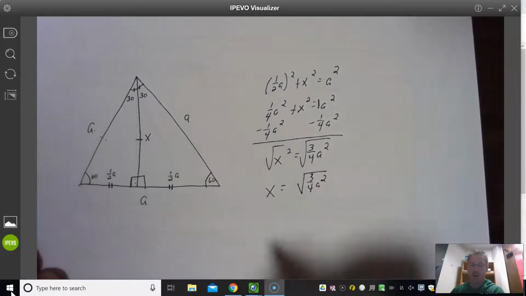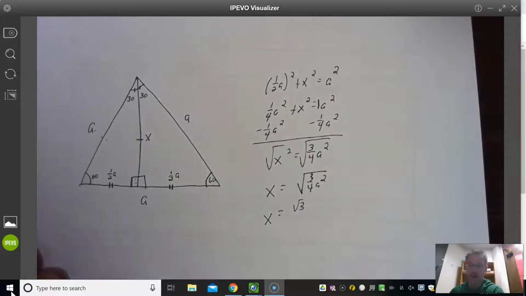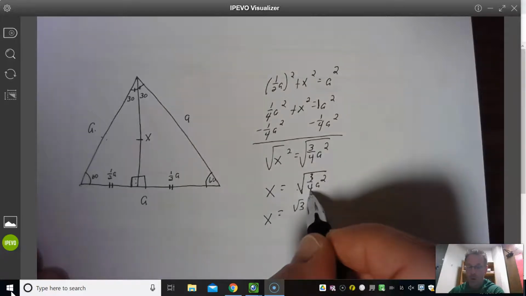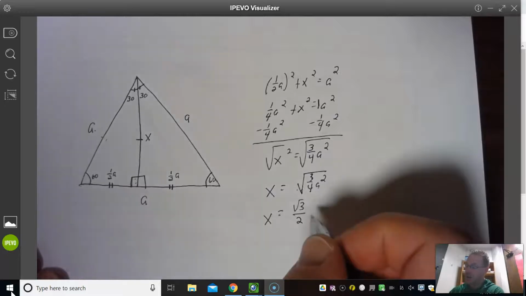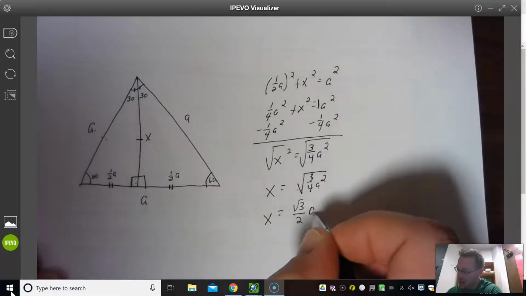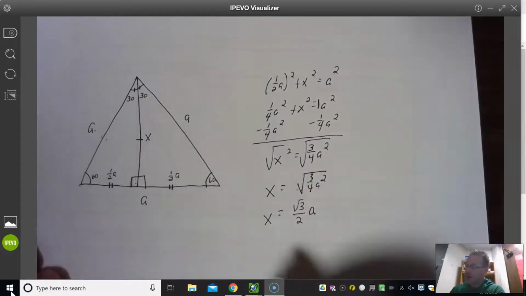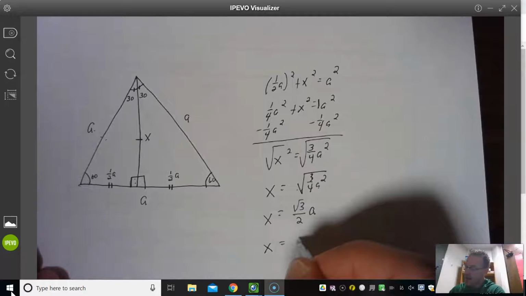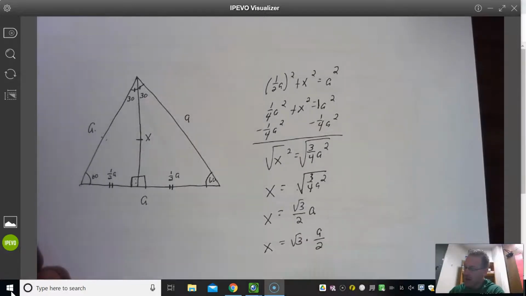Now let's look at perfect squares here. The square root of 3 is the square root of 3. The square root of 4 is 2, and then the square root of A squared is just A. Now, if we look at what we have here, notice that I can rewrite this. This is really root 3 times, and I can just write this as A over 2.